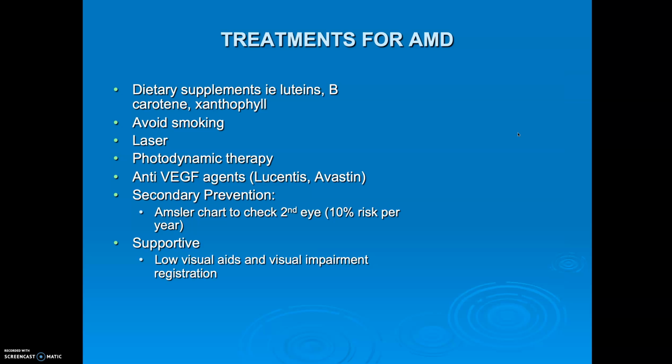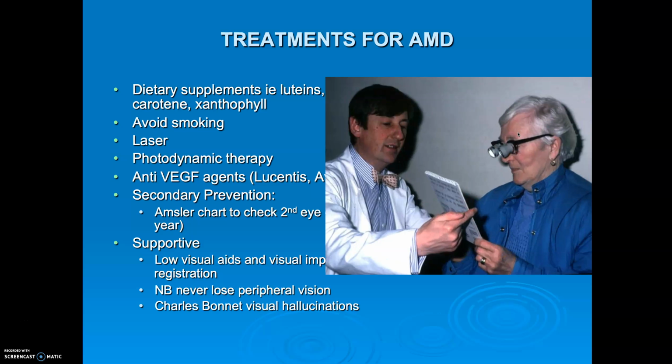And then, of course, we all need to be proper supportive doctors by signposting our patients to low vision aids and possibly registering them as visually impaired. It's important to counsel our patients that they are never going to lose their peripheral vision. They're not going to become black blind. But patients who have lost a significant amount of vision can suffer from visual hallucinations called Charles Bonnet syndrome.